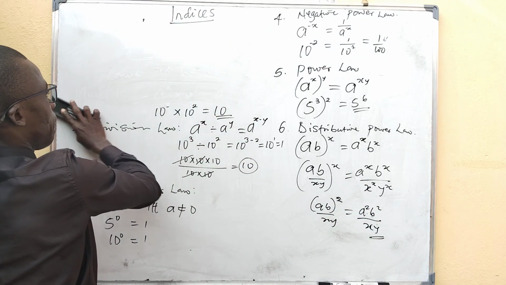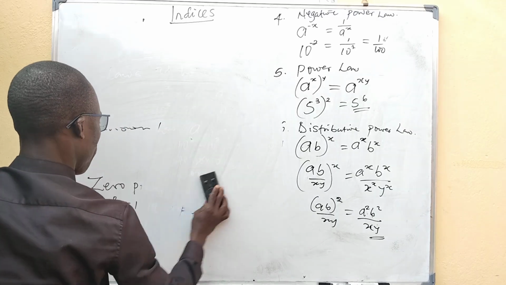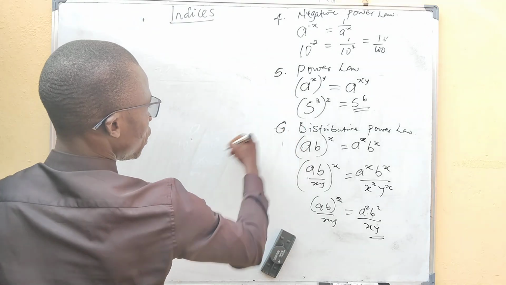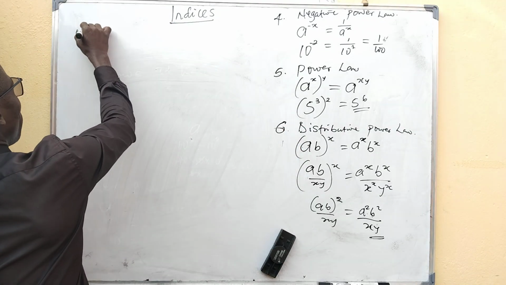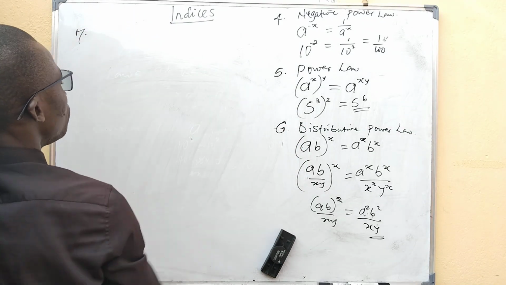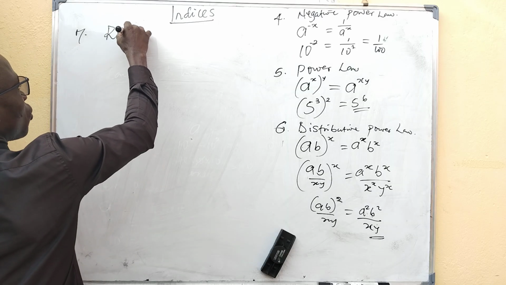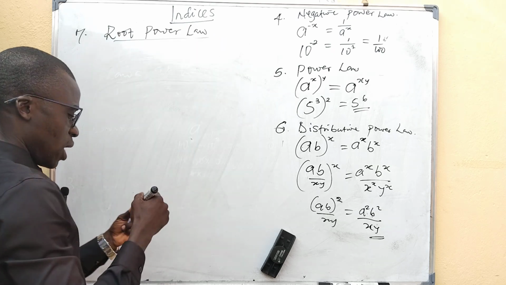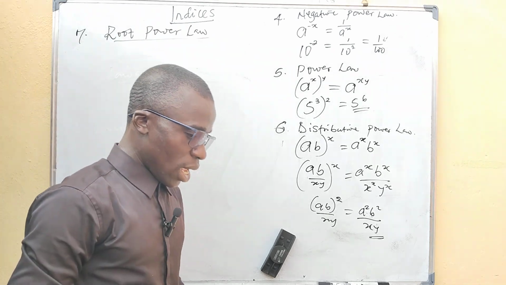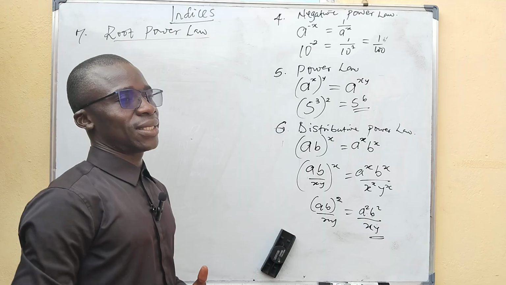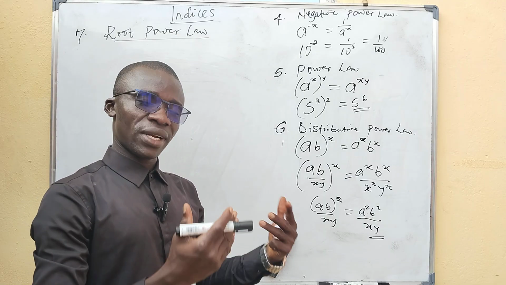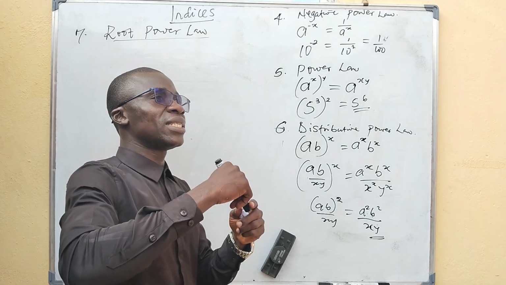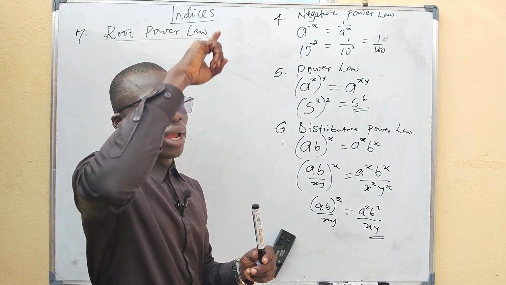Let me take another law. We've done law number 6. Okay, let us talk about law number 7. Please pay attention to this law. Now, we are going to talk about the root power law. In the root power law, a number is raised to the power of a fraction. Remember, it's not a fractional power law, but the power is in the form of x over y.